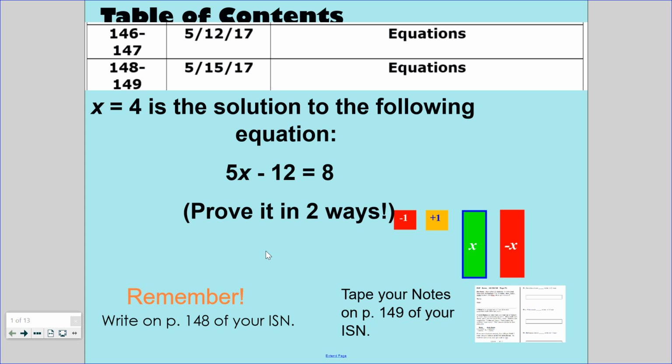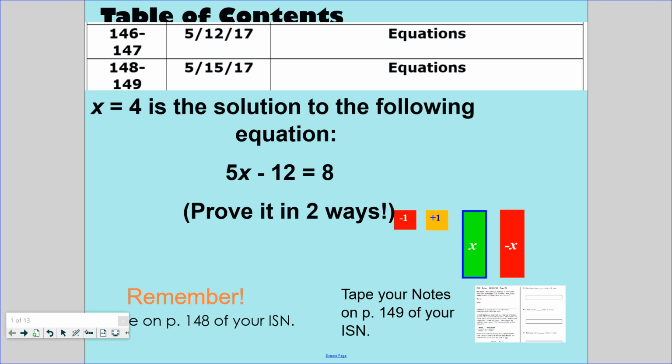Welcome. This lesson is over two-step equations with the distributive property. In our number routine, it says x equals 4 is the solution to the following equation, 5x minus 12 equals 8. Prove it in two ways.